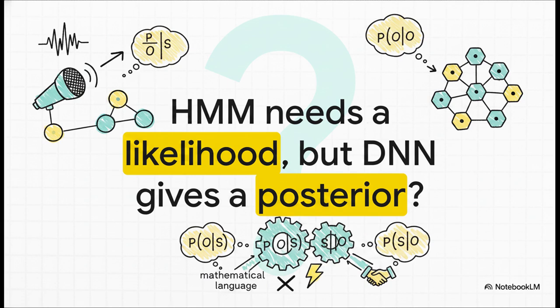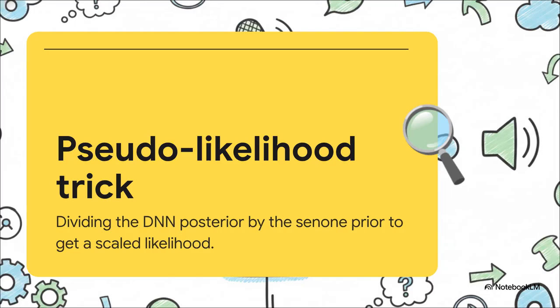So how do we get these two totally different engines to speak the exact same mathematical language? You use what's called the Pseudo-Likelihood Trick, leaning heavily on Bayes' rule. It is super elegant, but absolutely essential. To convert that DNN posterior into a likelihood that the HMM can actually digest, you simply divide the DNN's output by the senone prior. And the prior is really just the probability of how often each senone naturally pops up in your overall training data.